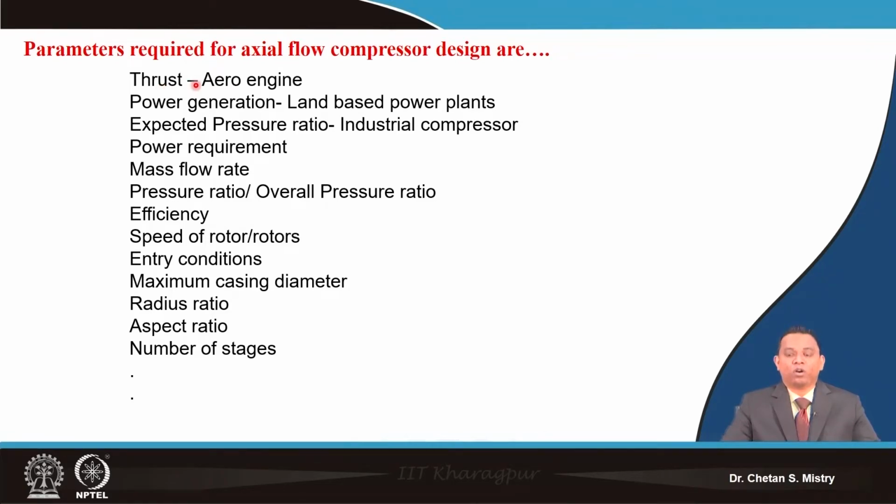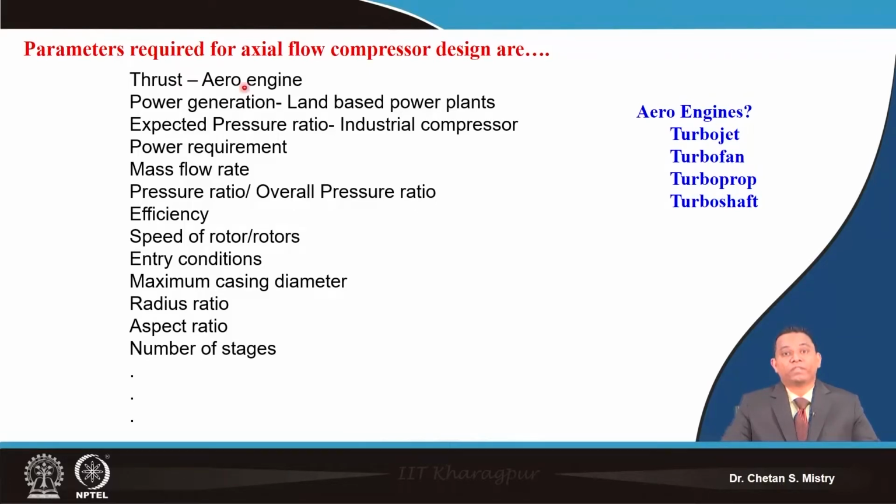Now, when we are talking about aero engines, the question will come: which kind of engine are we designing, or to which application is our axial flow compressor going? Is it for a turbojet engine? Is it for a turbofan engine? Even in a turbofan, is it a high bypass ratio engine or a low bypass ratio engine? Is it applicable for a turboprop engine? Is it applicable for a turboshaft engine? All these things need to be known to us when we are starting our design.